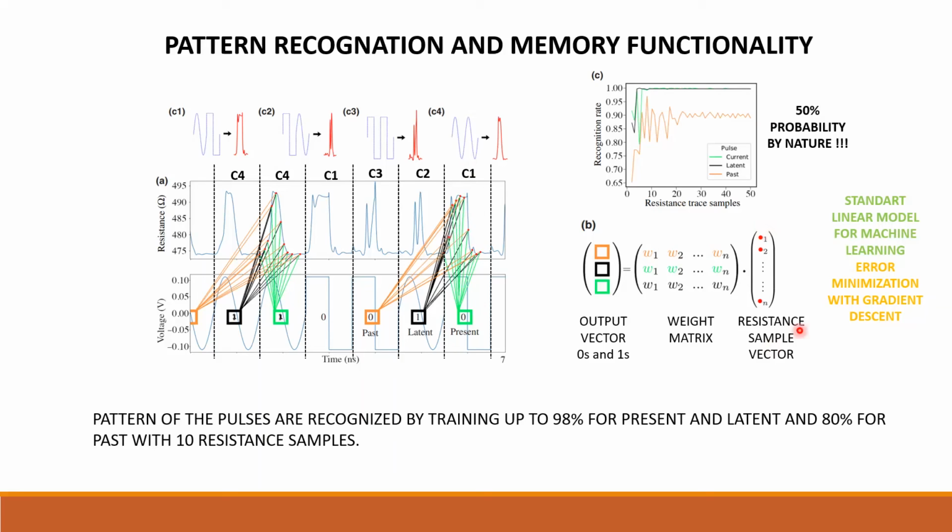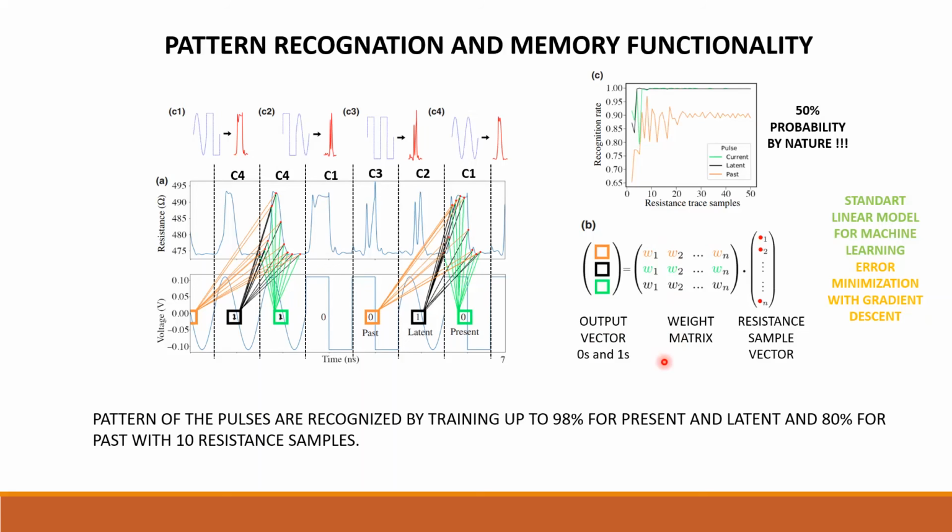You can think of measuring the resistance values by a multimeter with time steps of 0.1 nanoseconds, and these values form the resistance sample vector of the standard linear model for machine learning. And this vector is then multiplied by the weight matrix to give the best possible output vector, which consists of zeros and ones. The weight matrix is calculated by error minimization with a method called gradient descent. As a result, they successfully recognized the input signals in the 3 nanosecond range with a time resolution of 0.1 nanoseconds.